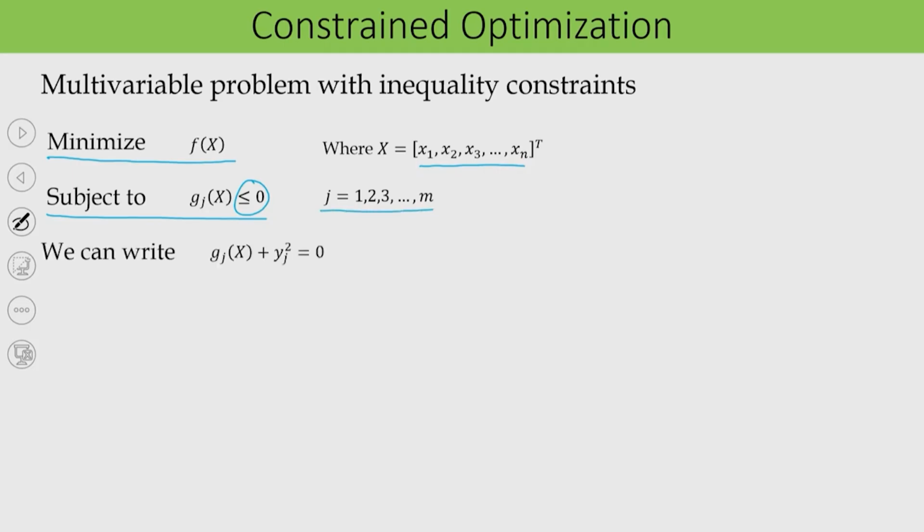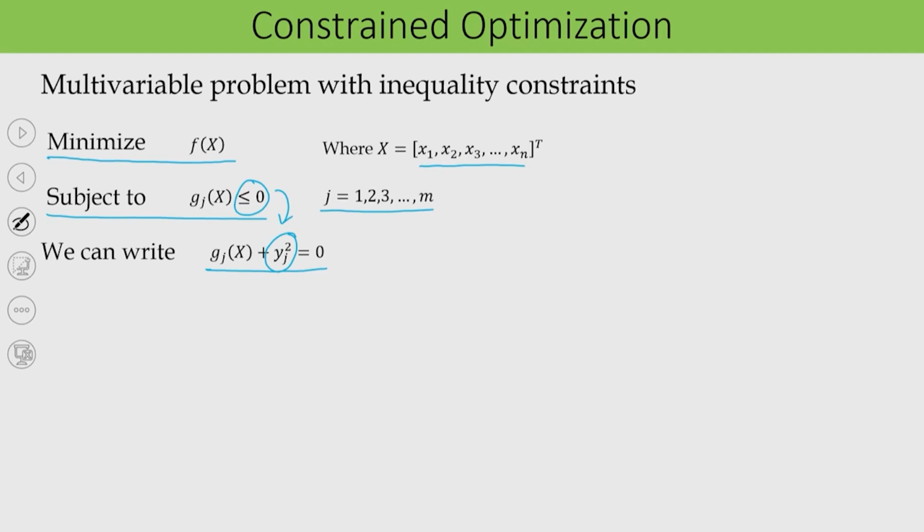Now, we can write this constraint g_j(x) less than or equal to 0 as g_j(x) plus y_j squared equal to 0. So, what we are doing here? We are putting this y squared term, which is another variable y, just to make the constraint an equality constraint. We are converting the inequality constraint to an equality constraint, so that I can apply the sufficient condition of optimality that we discussed in the last class.